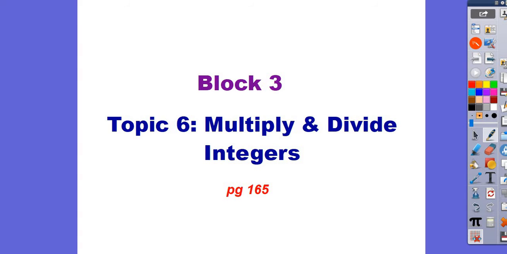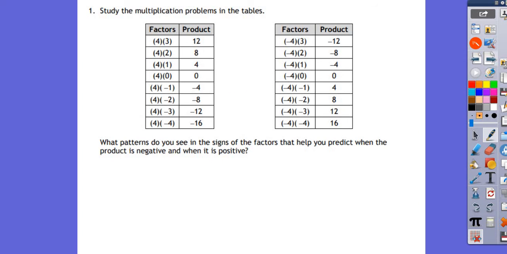So the first thing I want to look at is number 1. We have 2 sets of charts here. One side says factors, and the other column says products. What does product mean? What you get after multiplying. The answer to a multiplication problem. Good. So I have multiplication problems in one column and their answers in another.